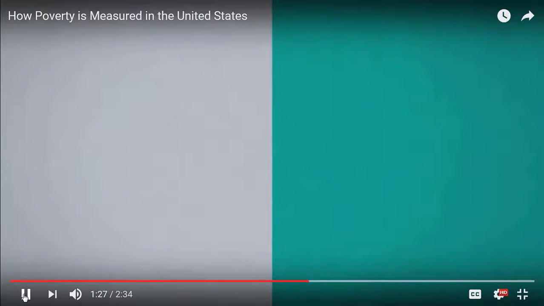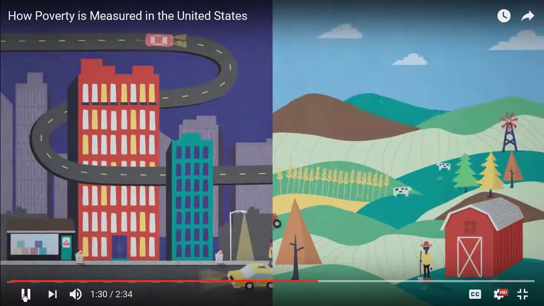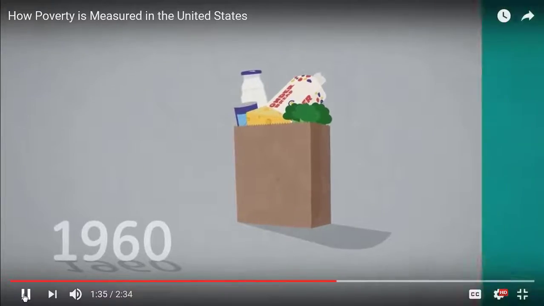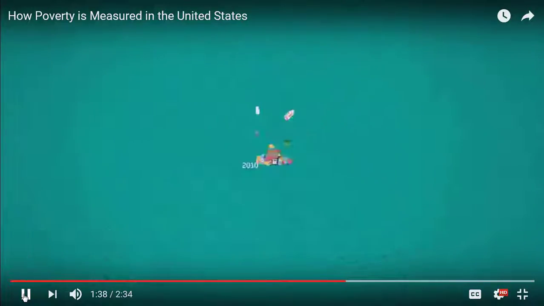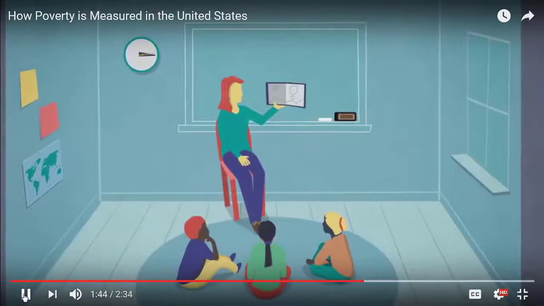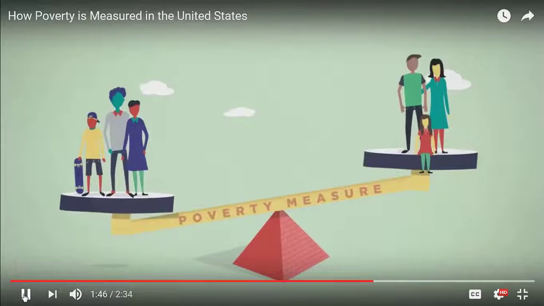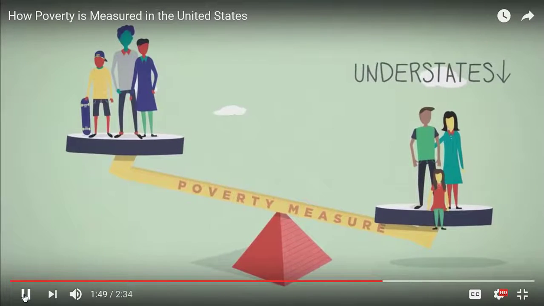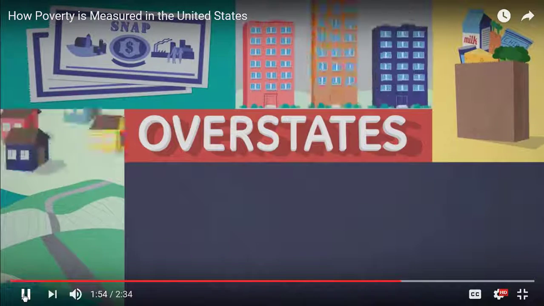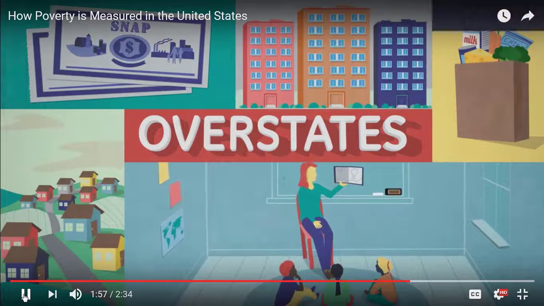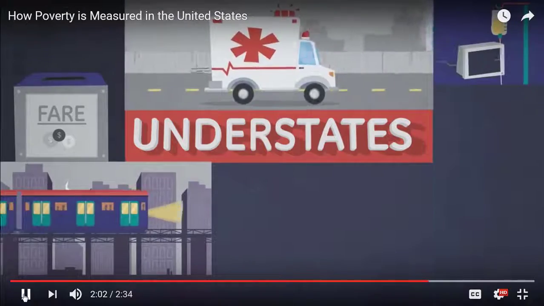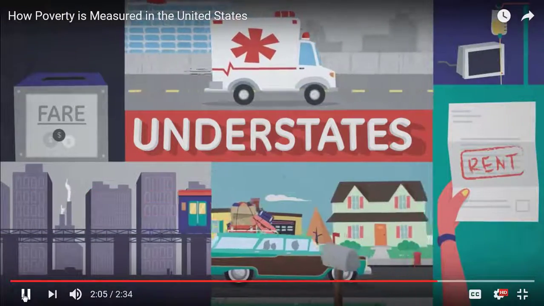More limitations soon emerged. Life is more or less expensive, depending on where you live. The measure doesn't take this into account. Today, food is a lot cheaper, but other necessities cost more, like transportation, healthcare, and childcare. In its simplicity, the poverty measure both overstates and understates the realities of poverty. It overstates poverty by not counting benefits, like food stamps, subsidized housing, and childcare. It understates poverty by ignoring expenses, like transportation, healthcare, and rent, that take a huge bite out of family income.